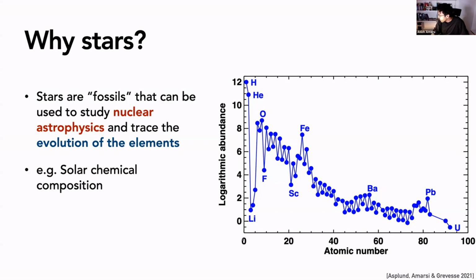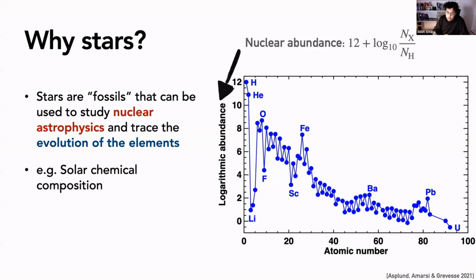So we have here on this plot atomic number on the x-axis and abundance on the y-axis. And just so everyone is on the same page here, this thing on the y-axis is the nuclear abundance in the form of the convention where H, hydrogen, is 12, as you see here. So if this X was H, then this would be exactly 0, so hydrogen is 12. But then all the other elements are some number less than 12.